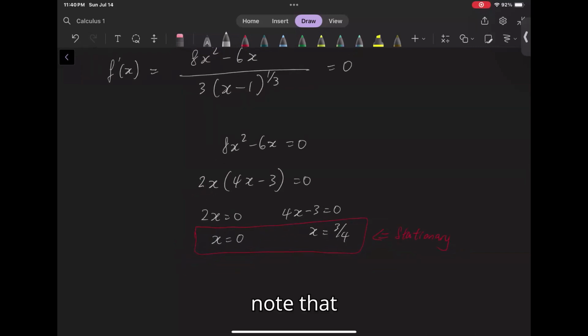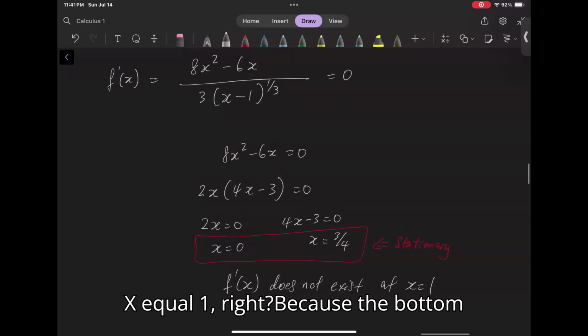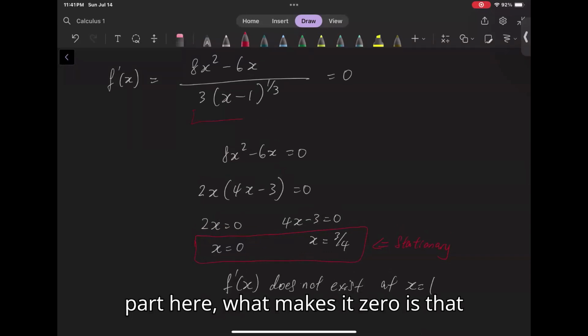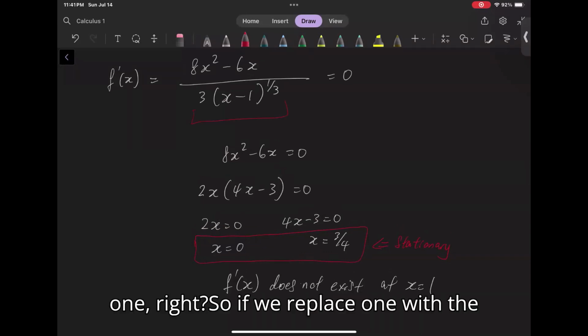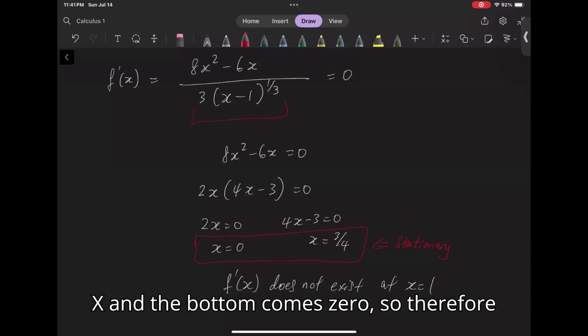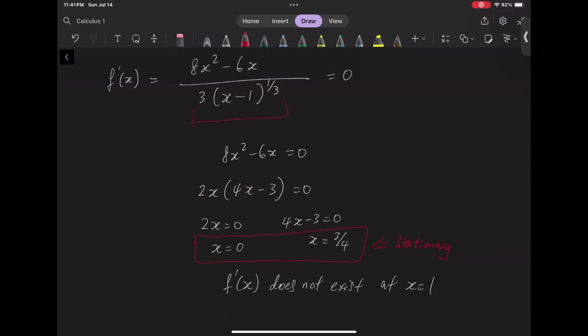And note that f prime of x does not exist at x equals 1, right? Because the bottom part here, what makes it 0 is that 1. So if we replace x with 1, then the bottom becomes 0. So therefore, f prime of x does not exist when x equals 1.